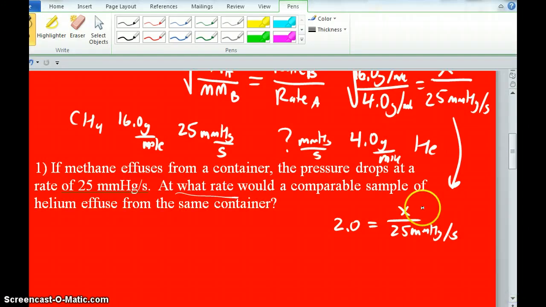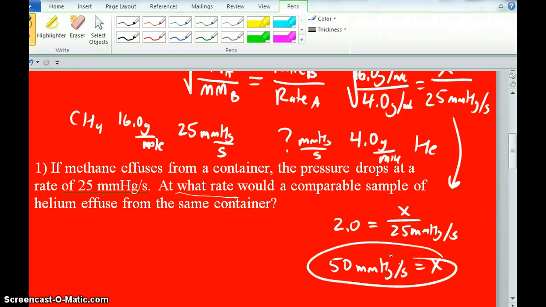And therefore, if I multiply both sides by 25, I get 50 millimeters of mercury per second as the rate of change of the pressure of our smaller gas, helium. And that makes sense to me because helium is smaller, much smaller than methane, so its rate of motion and the rate at which it leaks out of a container should be much faster than that of methane, and it is. And these numbers are easy to see because I know that the helium is 4 times smaller, so it should actually leak the square root of 4 times faster, and that's twice as fast, which 50 millimeters is.